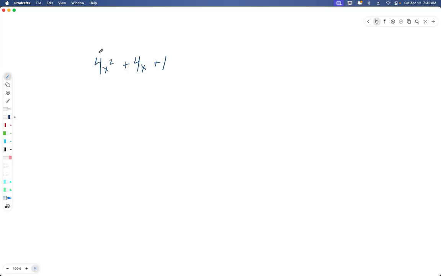So what we want to do is look at this first number and this last number and multiply them. 4 times 1, that's 4, and it's a positive 4. And we're going to look at the factors of this that would give us a positive 4 when added together. Well, that's easy. Positive 2 times positive 2, when we add them together, gives us a positive 4, right? So we can easily say 4x squared plus 2x plus 2x plus 1.